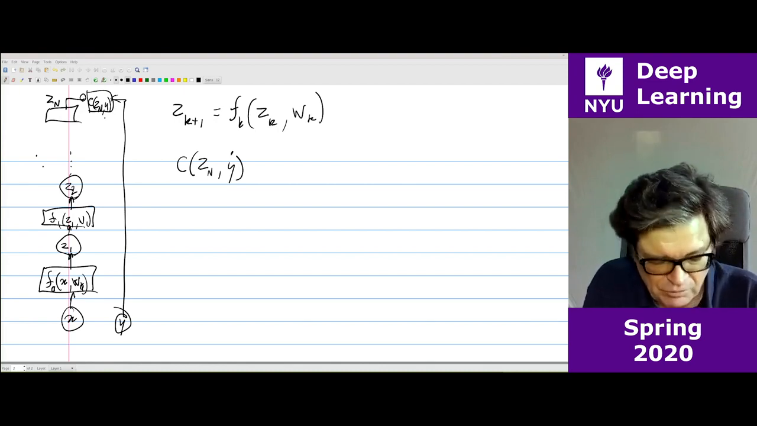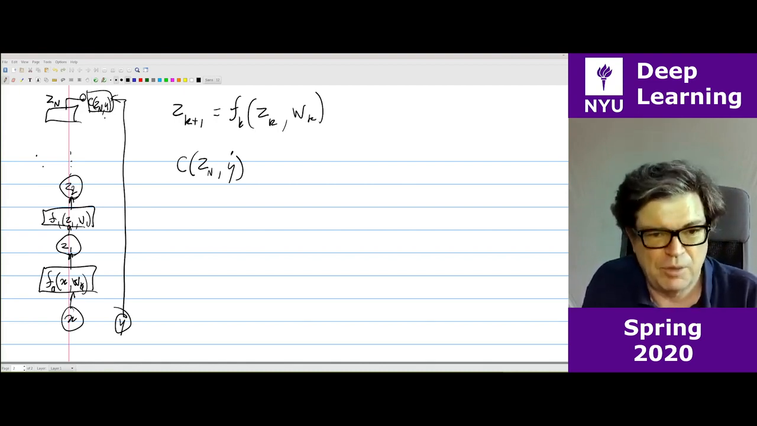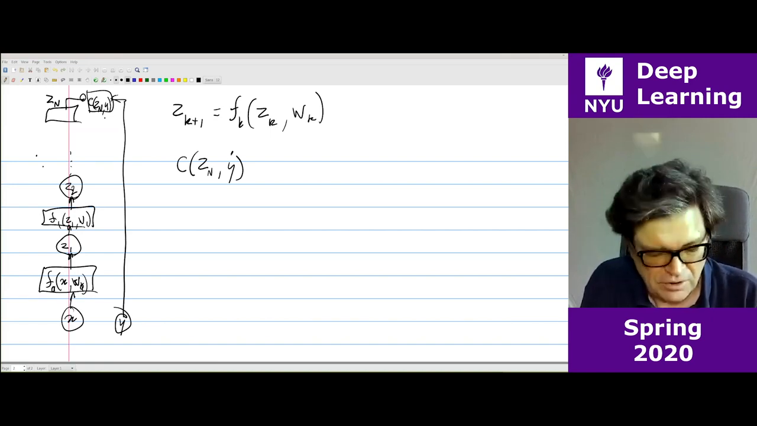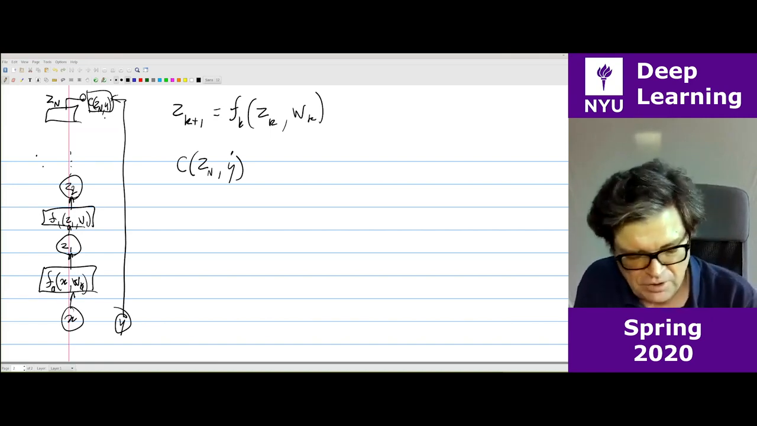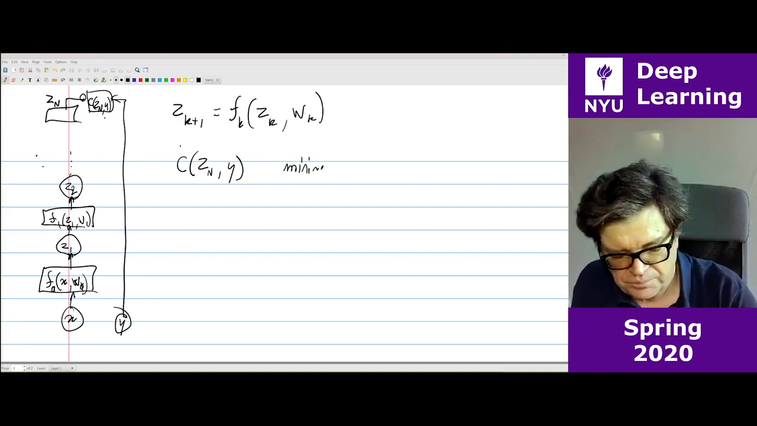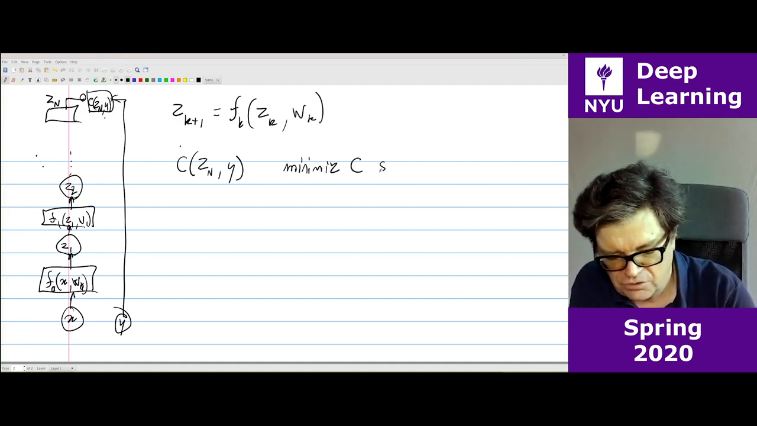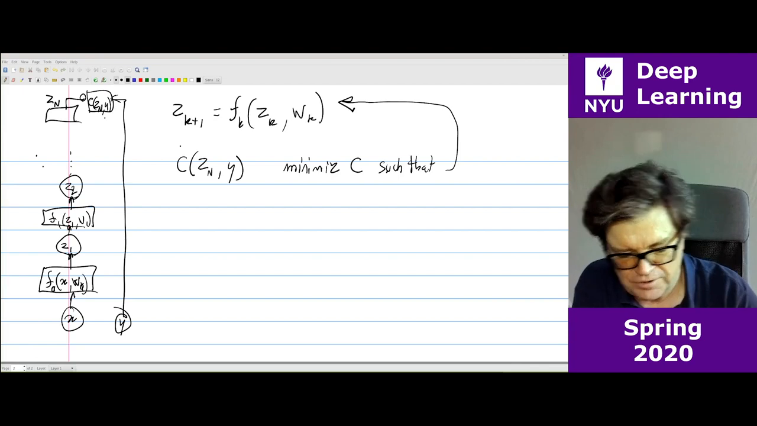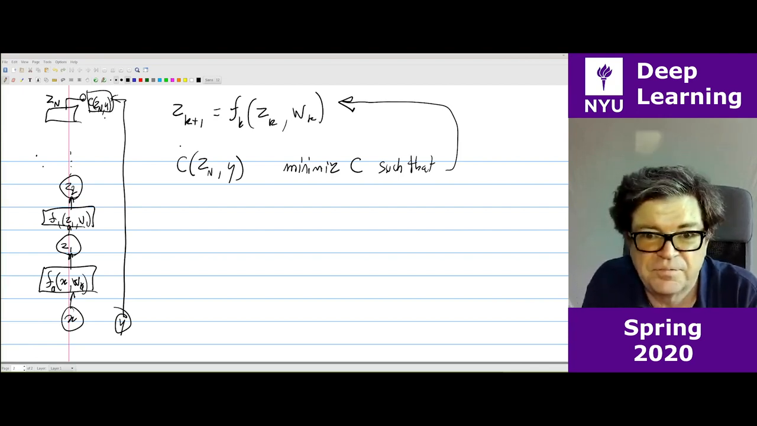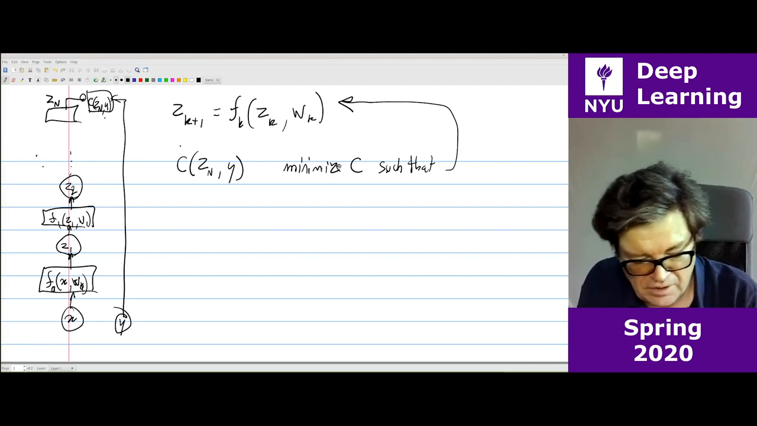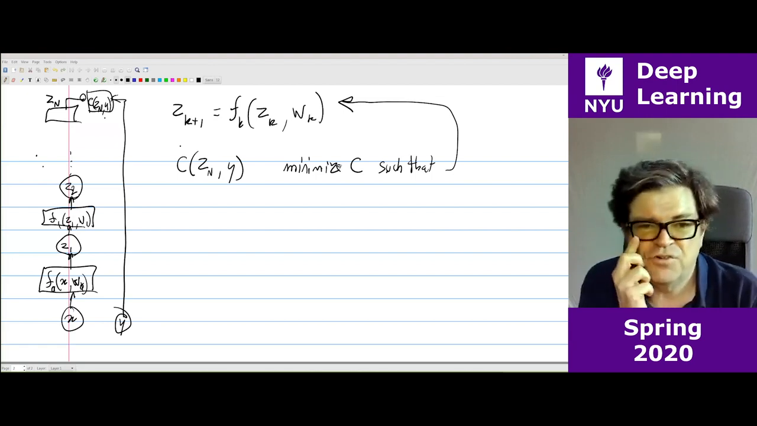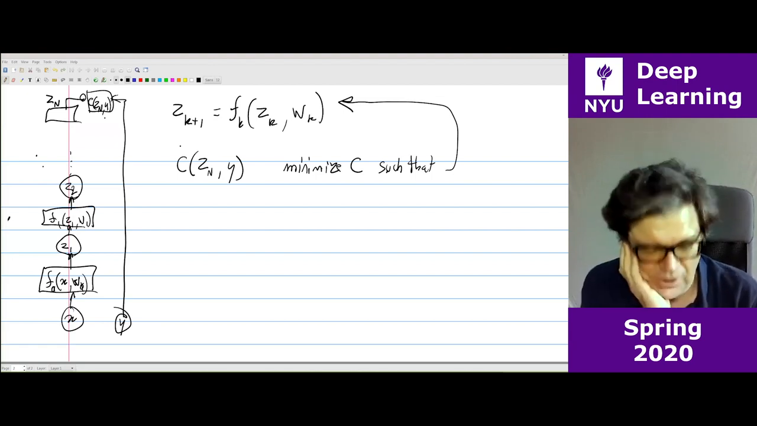Now, you can write the entire backprop problem as a minimization of the constraint. So the statement is: minimize C such that the above constraint is verified. Okay? And when you have a minimization problem under constraint, the best thing to do is to write a Lagrangian, right?